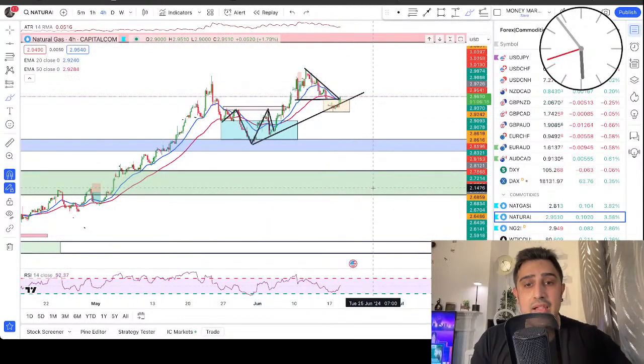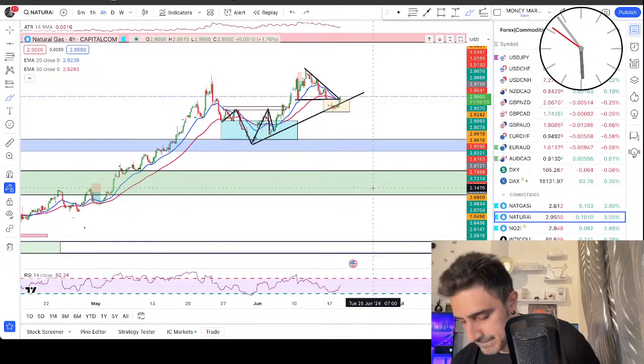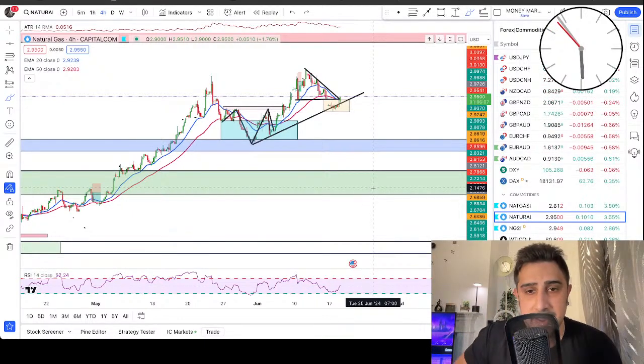That's why I keep you guys informed every day with the moves of natural gas. The condition changes every day. So for now, it still looks bullish to me. So yeah, I'll be buying natural gas, not selling.